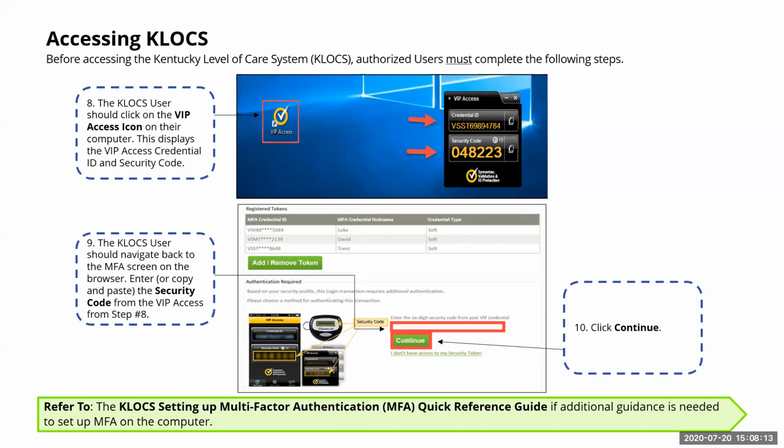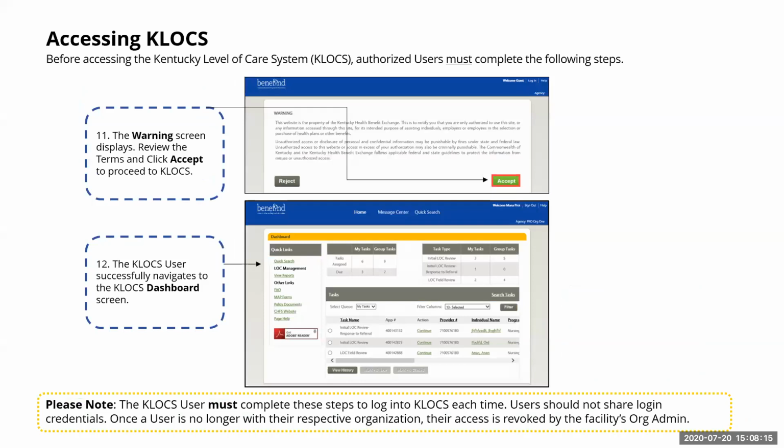Once you enter that code and click continue, you'll go to the warning screen. What you'll want to do is review the terms every single time that you're trying to log in, and then click accept to log into KLOCS. Once you do that, you're always going to land on the dashboard screen. The dashboard screen, which we'll get into in just a little bit, is where you're going to go every single time.